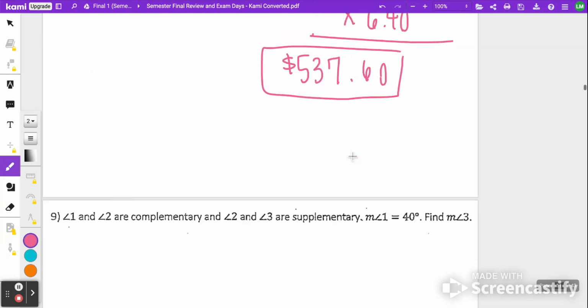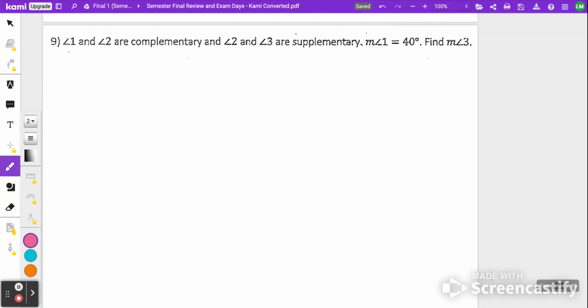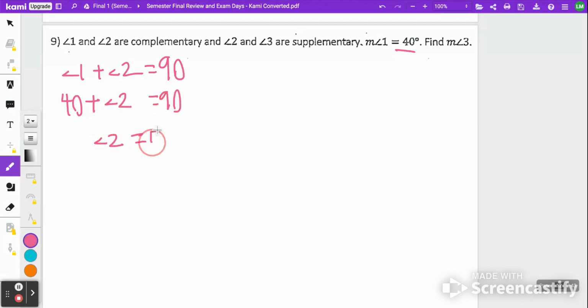Okay. If angle 1 and 2 are complementary and 2 and 3 are supplementary, find the measurement of angle 1, then find the measurement of angle 3. So angle 1 plus angle 2 are complementary, so that means angle 1 plus angle 2 equal 90. But I know that the measure of angle 1 is equal to 40. So 40 plus the measure of angle 2 is equal to 90. That means the measure of angle 2 has to be equal to 50.